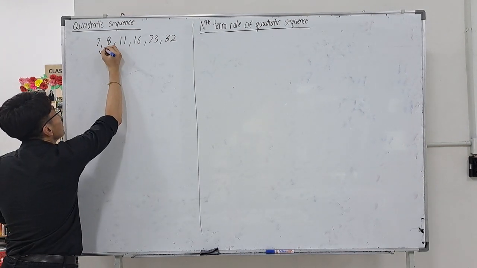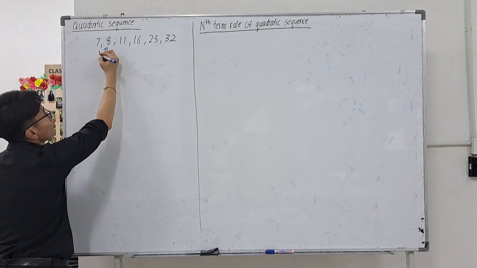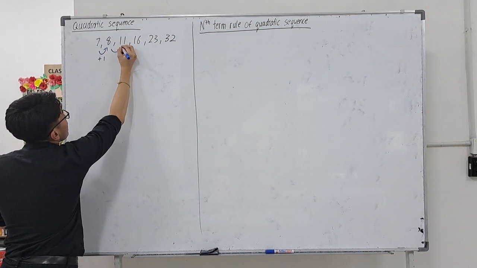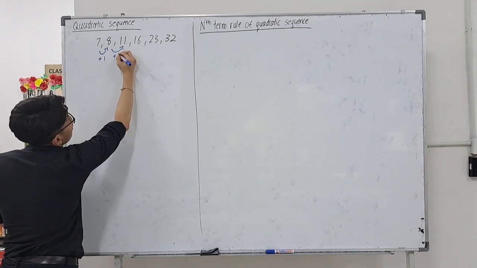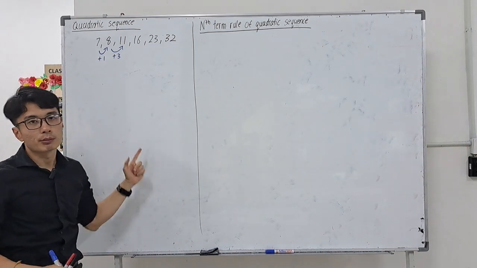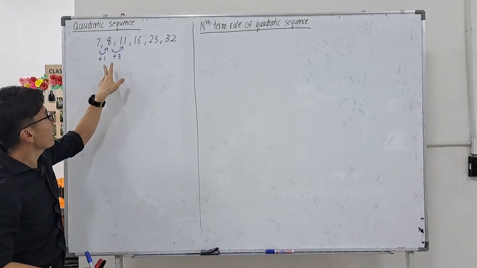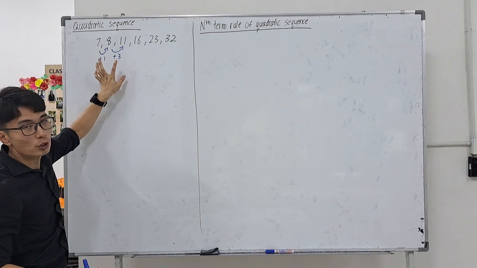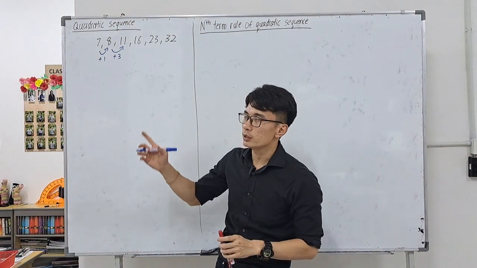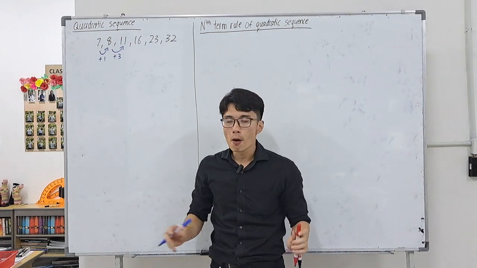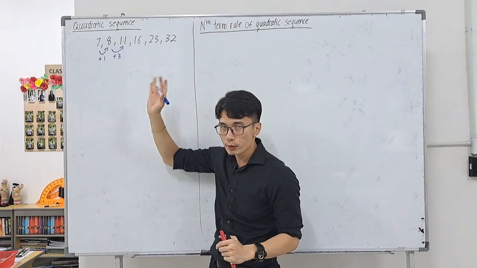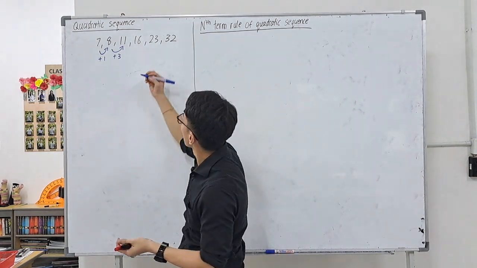So here to here, the term rule is going to give me +1. Here to here, that's going to be plus 3. Okay. Now immediately over here, you see something already. You know that the term-to-term rule is not the same over here. So you know that this sequence is not a linear sequence anymore. But let's not worry about that. Let's continue to work this out, and then let's see what we see.